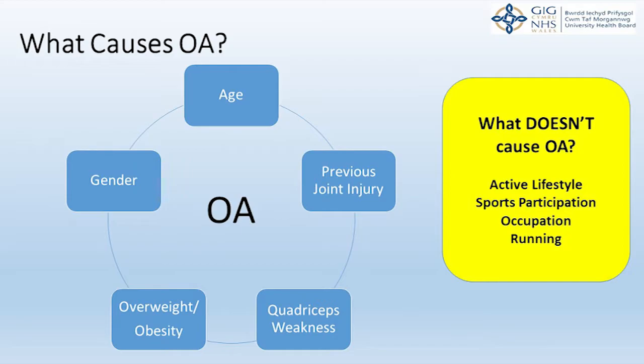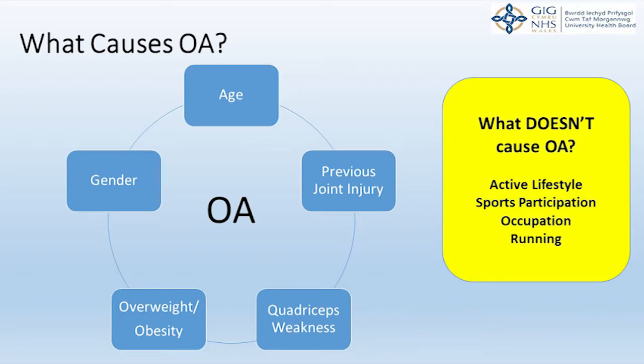Joints like muscles. Muscles look after joints. And so if your thigh muscles are weak, then this may be a reason why you have developed OA. What doesn't cause OA? Exercise doesn't cause OA. Living an active lifestyle doesn't cause OA. Participating in sport doesn't cause OA. If you went through your sporting days without any significant knee injuries, then this isn't the reason for your OA.